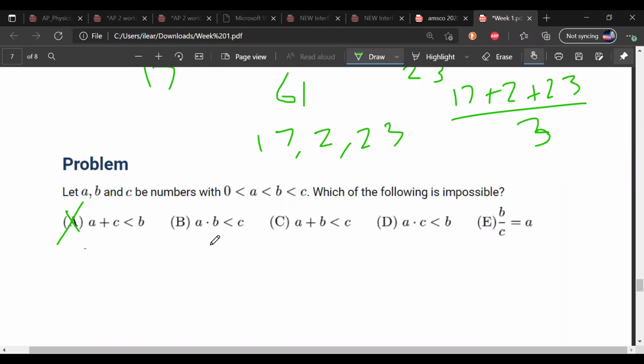So wait a minute. Doesn't this look eerily similar to our answer choice right here? How is this possible? Because what if A, B, and C are all less than 1? So for example, A is like 1/10, B is like 1/3, and C is like 1/2. So 1/10 times 1/2 is equal to 1/20th, which is less than 1/3. So that's possible. B over C is equal to A. Is that possible? Of course it is.